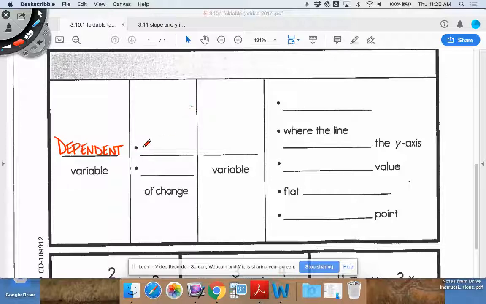The m is the slope or the rate of change. The x is the independent variable. Barely made that fit.